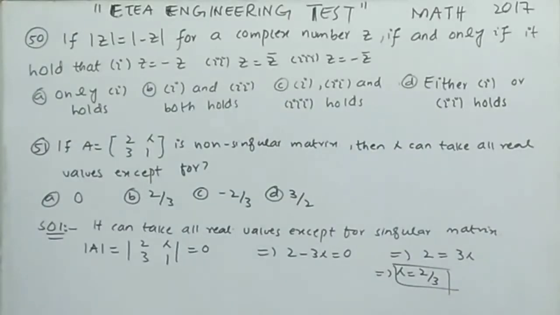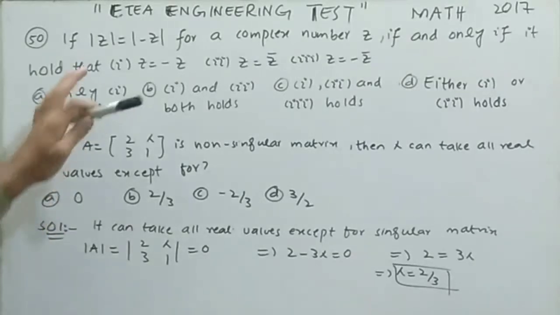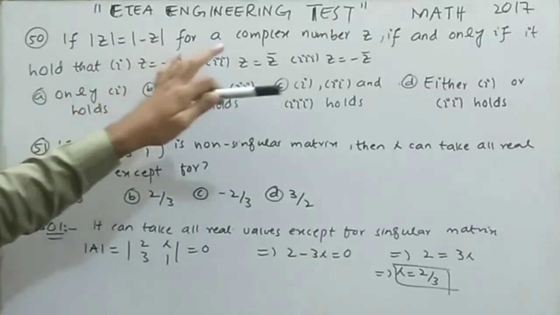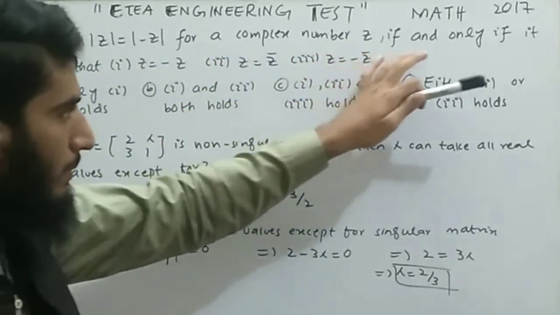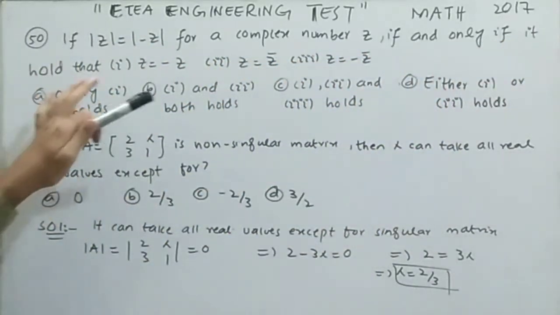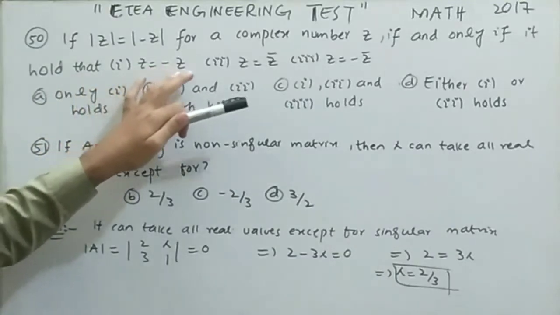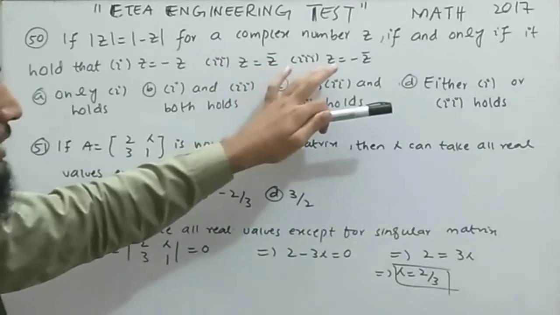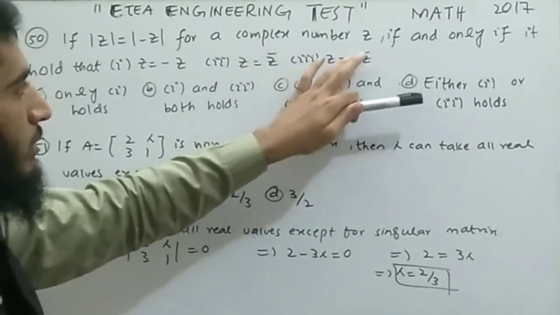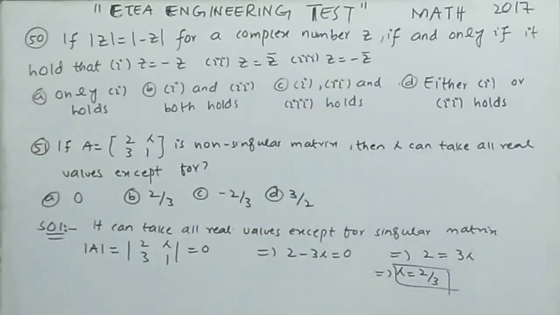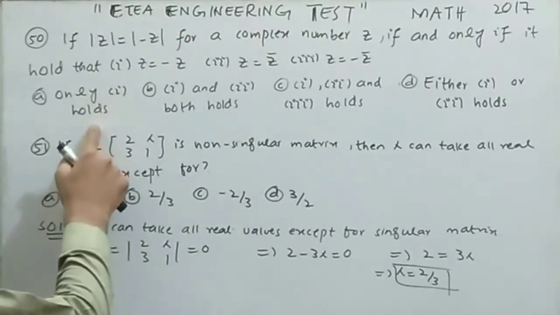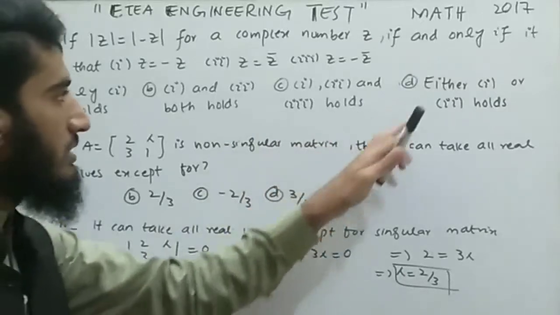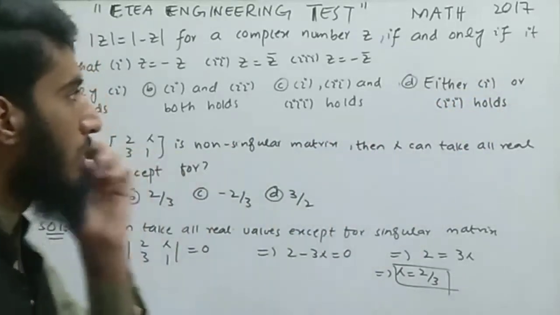Now move to the next MCQ, MCQ number 50. It tells that mod of z is equal to mod of negative z for a complex number z, if and only if it holds that 1, z is equal to negative z, 2, z is equal to conjugate of z, and the third one is z is equal to negative conjugate of z. So option number A tells that only one holds. Option B, 1 and 2 both hold, option C, 1, 2 and 3 hold, and the last option is either 1 or 2 holds.